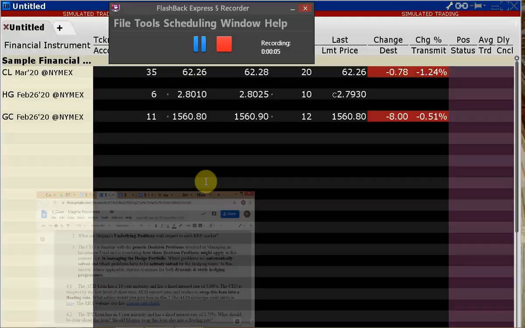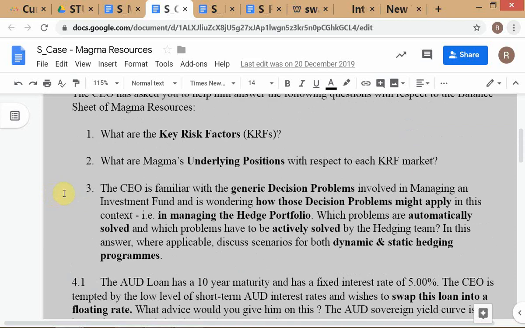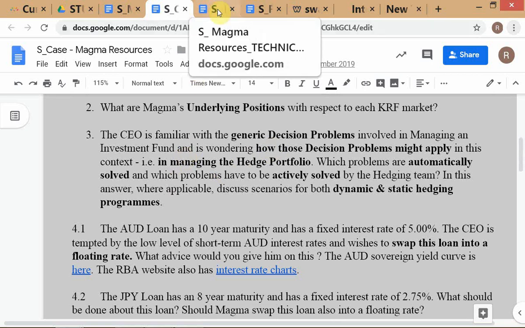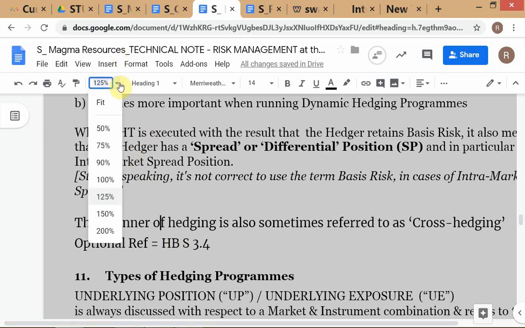Okay, so returning to the questions in the case, we have already covered these 1, 2, 3, the entire decision problems. Let me just go back to your page. I have just done some reformatting. This is too much.